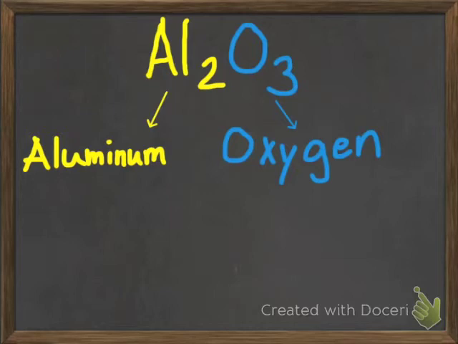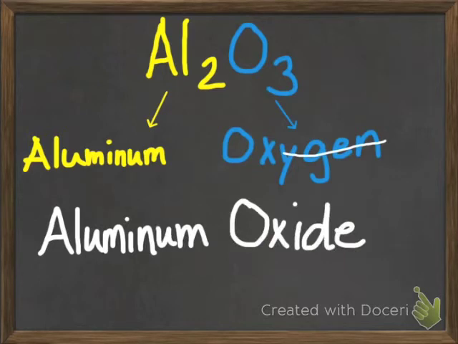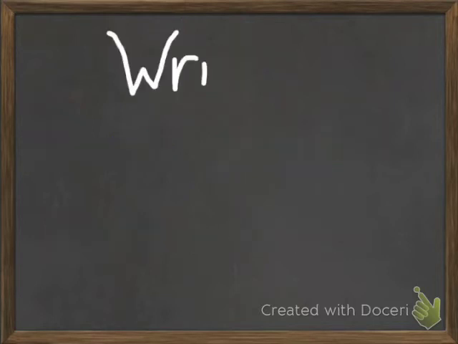In order to name this, all we do is what we just did with the last one. We have aluminum, and then with the oxygen, we drop the last syllable, and so we have aluminum oxide. So we would name this Al2O3, the name of that is aluminum oxide. Let's look at another one.